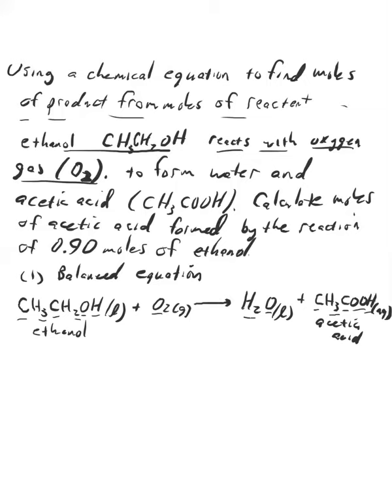Okay. So now we've got this balanced equation. Now what does it say? It says that we have 0.90 moles of ethanol, and we want to calculate the moles of acetic acid. So how are we going to do that? Step 2, you do your calculation. Let me show you how to do that. You have 0.90 moles of ethanol. That's the piece of information they give you, so you're going to write that down.